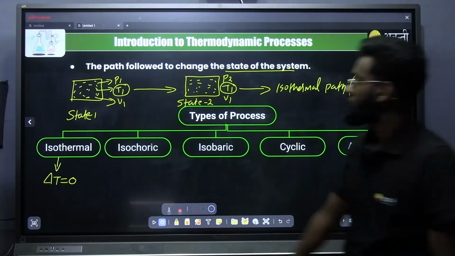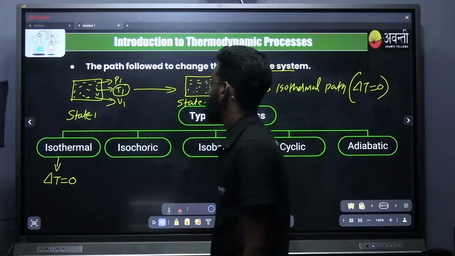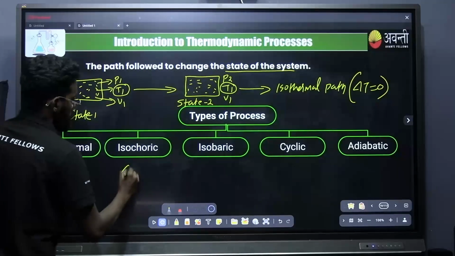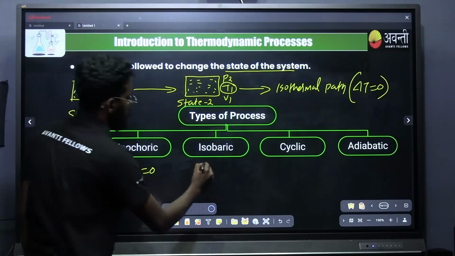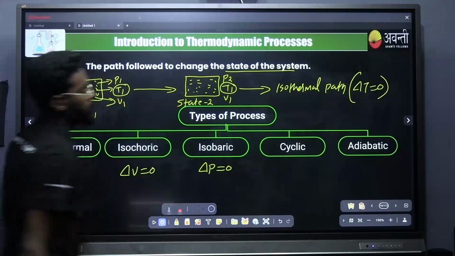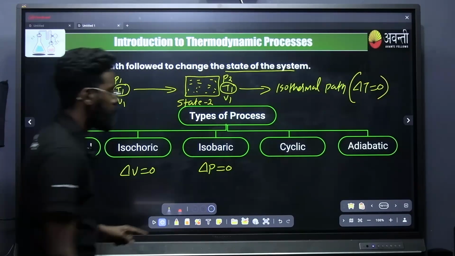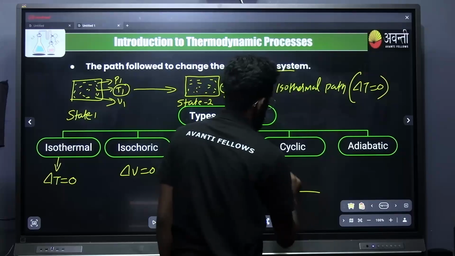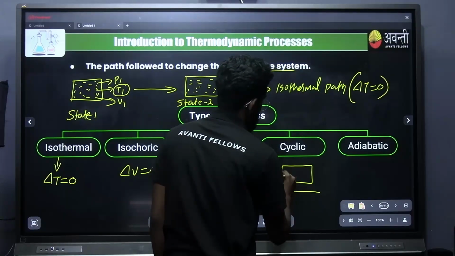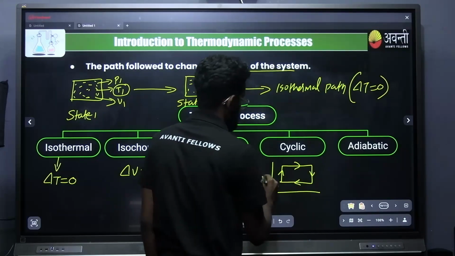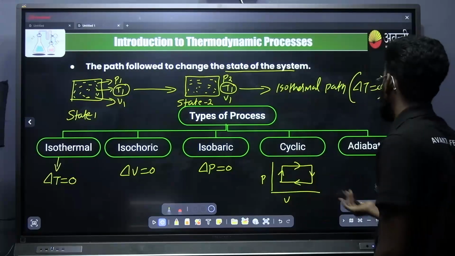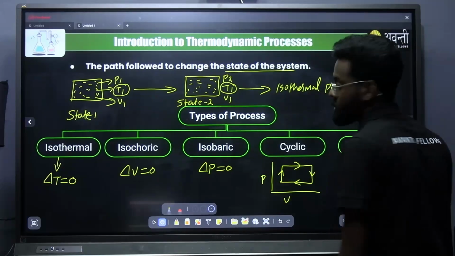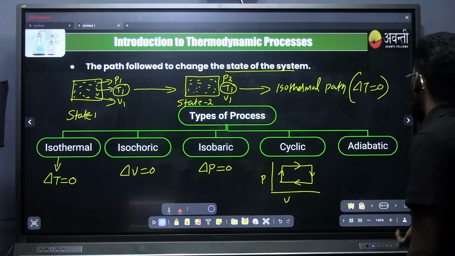Now, if I am keeping the temperature constant, it is called an isothermal process. If I keep volume constant, delta V is equal to 0, then it is an isochoric process. And if I am keeping the pressure constant, it is isobaric. And if I am doing the process by keeping the initial and final state the same, then it is a cyclic process. And if I am changing the state of a system by keeping the heat exchange between system and surroundings zero, it is an adiabatic process.